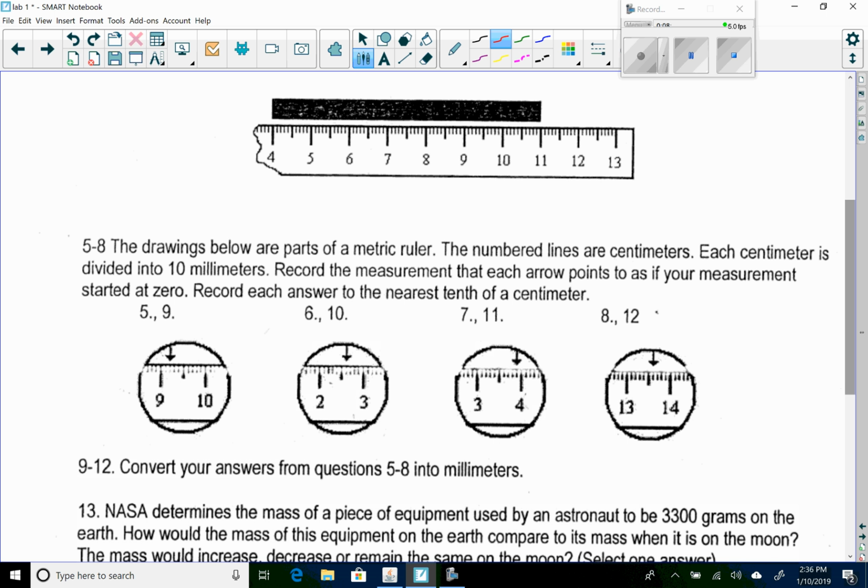Then, once you have done that, convert your answers from questions 5 through 8 into millimeters. Using the same 4 pictures, answer questions 9 through 12. Questions 9 through 12 are a conversion of the measurements you made for questions 5 through 8.